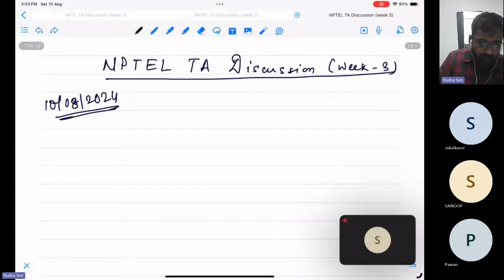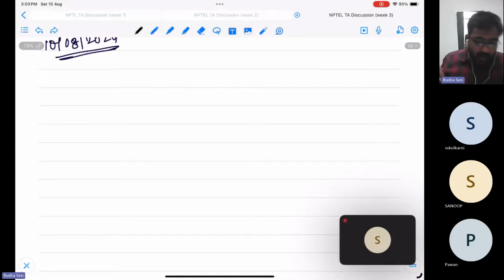I hope my page is visible, right? So first of all, I start with a state space model, or mathematical model, of a mechanical system. We are here talking about linear control systems, so all the things that I'm going to discuss will be linear in nature. There is no non-linearity in the system.